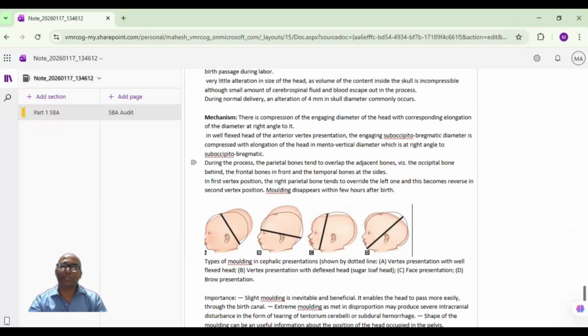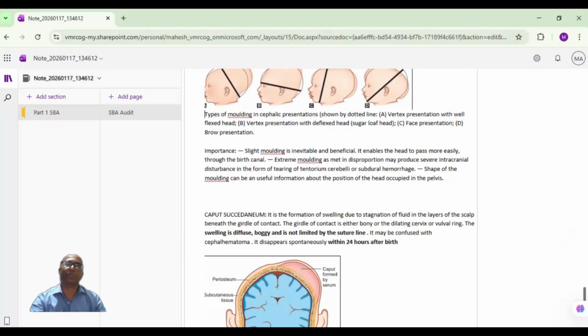Okay. So during the process, the parietal bones tend to overlap the adjacent bones, like the occipital bone behind, the frontal bones in front, and the temporal bones at the sides. In first vertex position, the right parietal bone tends to override the left one, and this becomes reverse in second vertex presentation. Molding disappears a few hours after the birth. Okay, so it will disappear. This is one of the differentiating features. Sometimes they can ask you the difference between the molding and caput. Okay, or the types of molding.